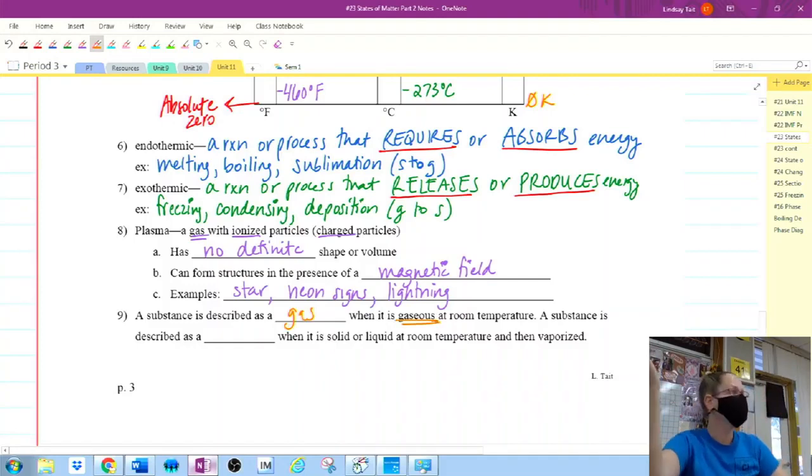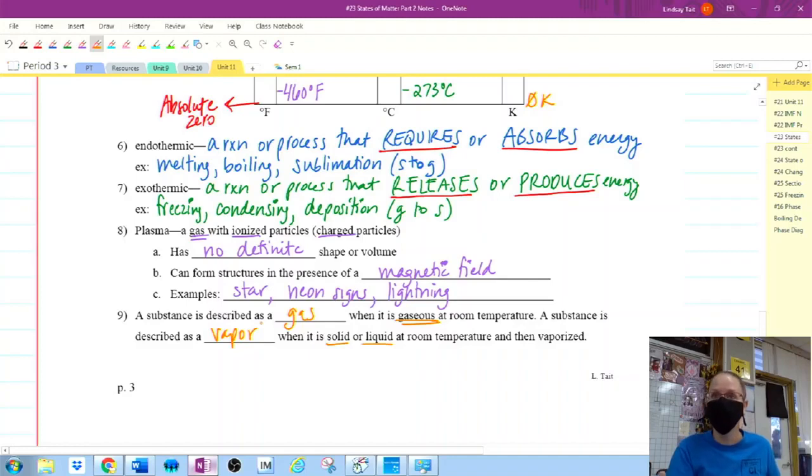Oxygen is a gas at room temperature. Nitrogen, a gas at room temperature. Helium, a gas at room temperature. Carbon dioxide, gas at room temperature, right? Those are all gases, and we call them gases. But if something was a solid or a liquid at room temperature, like water, but then it turns into a gas, that's what we call a vapor.